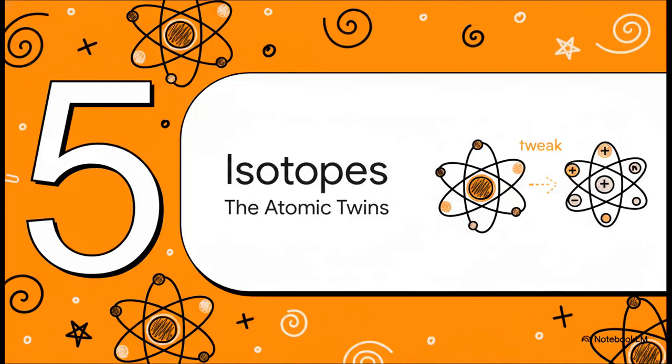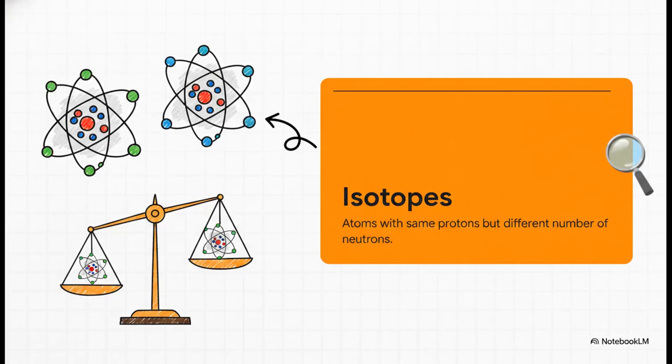Finally, section 5, isotopes, the atomic twins. So we've established that the atomic blueprint is incredibly strict. But what happens when nature kind of tweaks it slightly, without actually changing the element itself? Well, you get isotopes. Isotopes are atoms of the same element that contain the exact same number of protons, so the atomic number stays exactly the same, but they have a different number of neutrons.